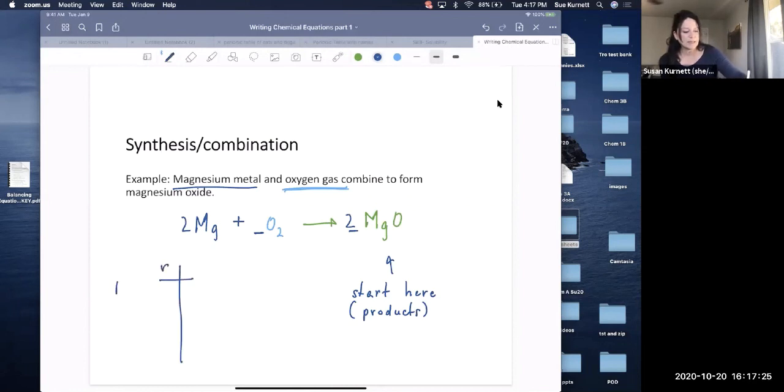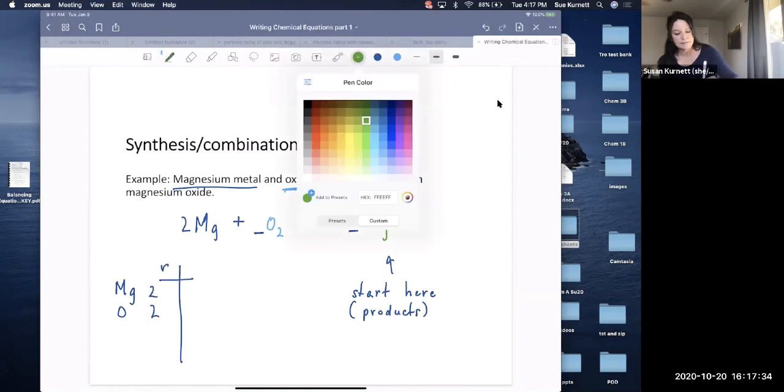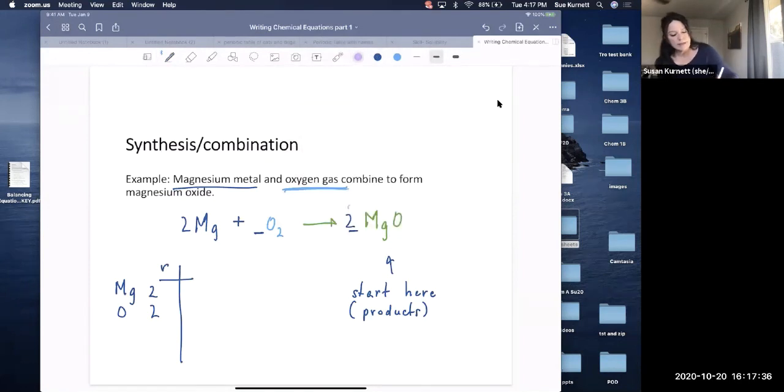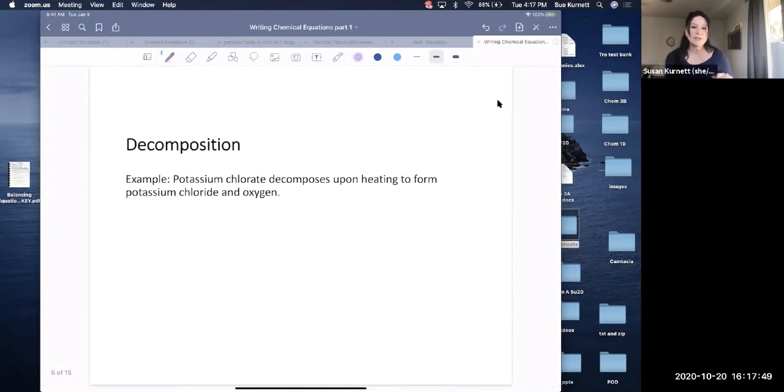Well, on the reactant side, I have 2 magnesiums and 2 oxygens. On the product side, I have 2 magnesiums and 2 oxygens. Yep, that's balanced. If we were doing a decomposition, which is the opposite idea, something big breaks down to make smaller things, I would start with the reactant because it's more complicated.